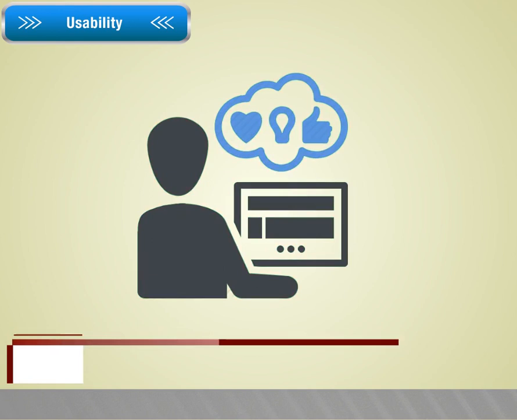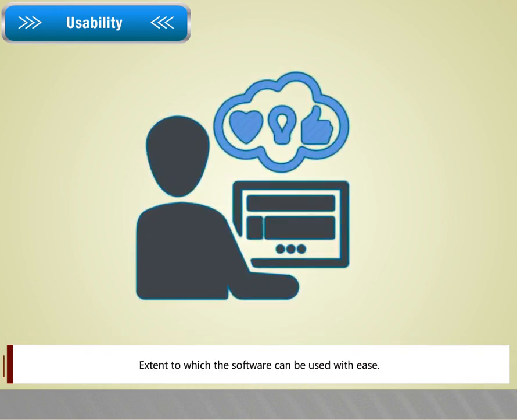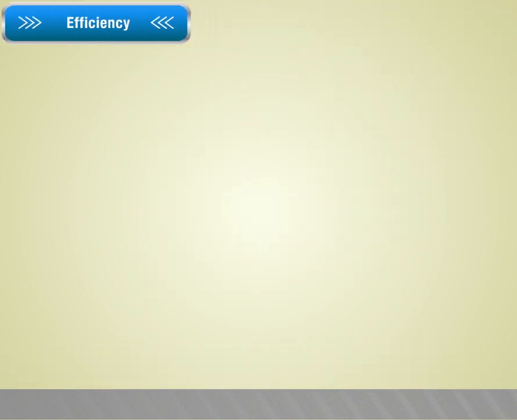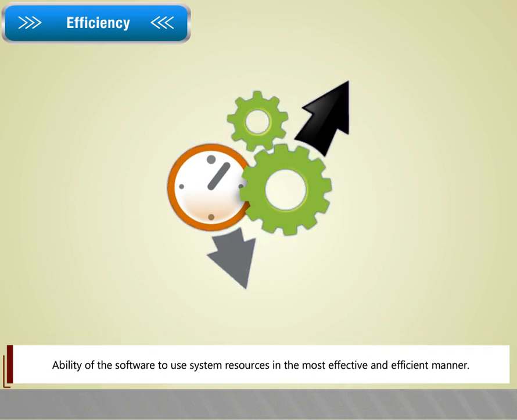Usability. Extent to which the software can be used with ease. Efficiency. Ability of the software to use system resources in the most effective and efficient manner.